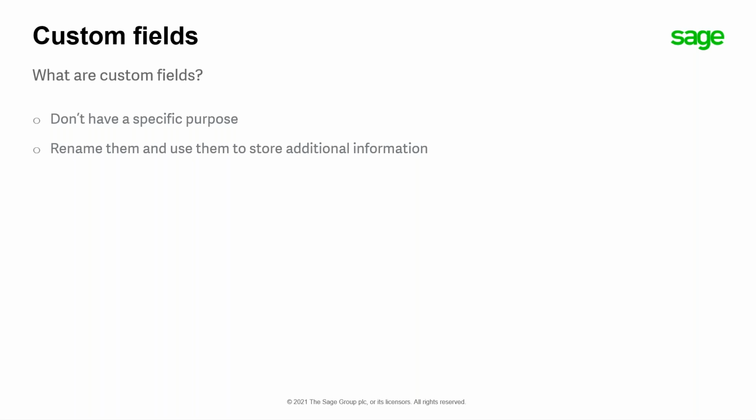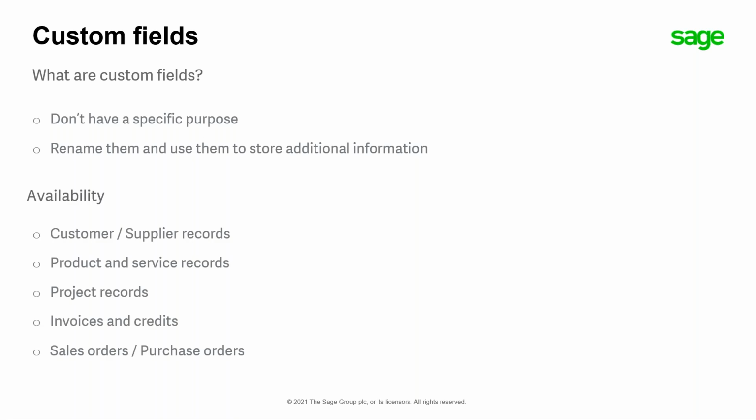So you can actually rename the titles. It might just be a way of recording additional information against those records, or you may have a specific purpose to help you filter your reports. And that's one of the most common uses for these custom fields. Now, as far as availability is concerned, you've got them just in the key areas within your software.